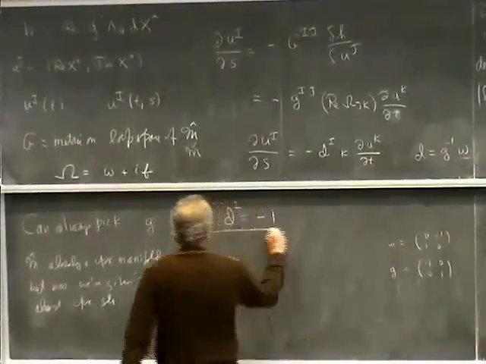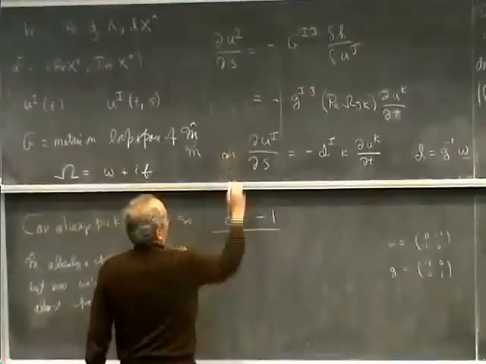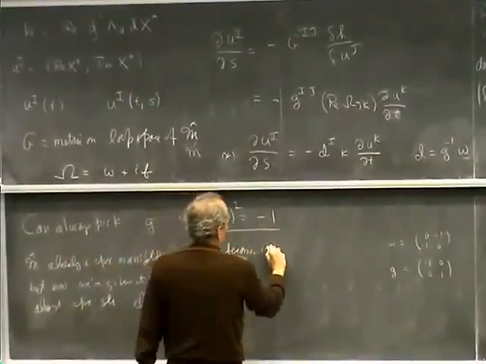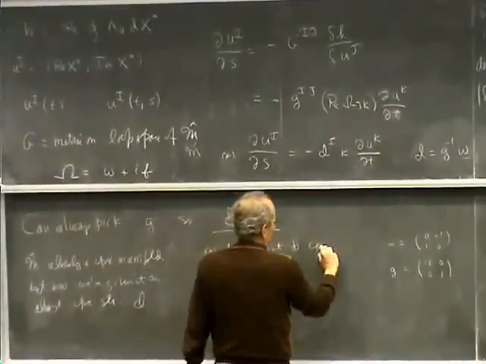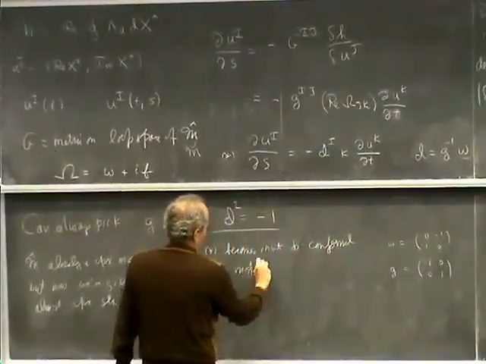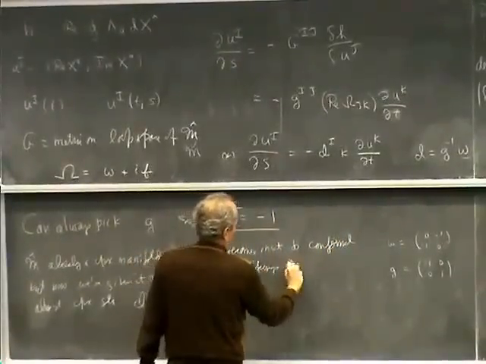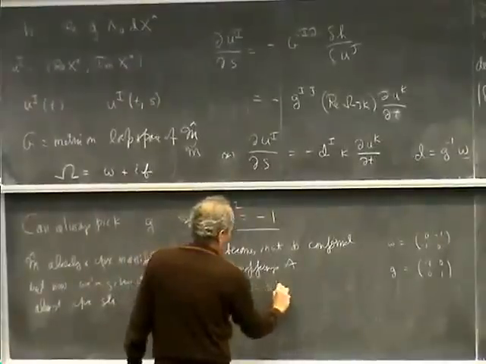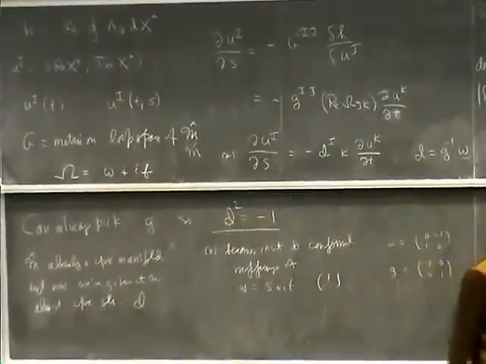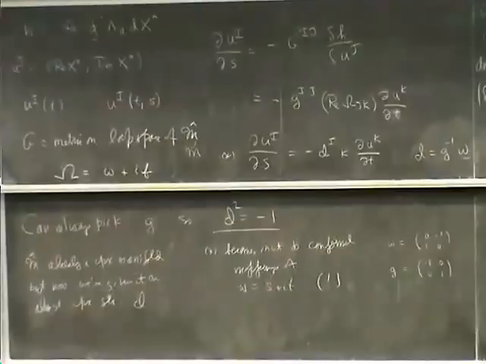When this is true, the flow equation becomes invariant to conformal mappings of what I'll call W, which is S plus IT. I hope you like that statement, because otherwise you won't like the lecture, I don't think.